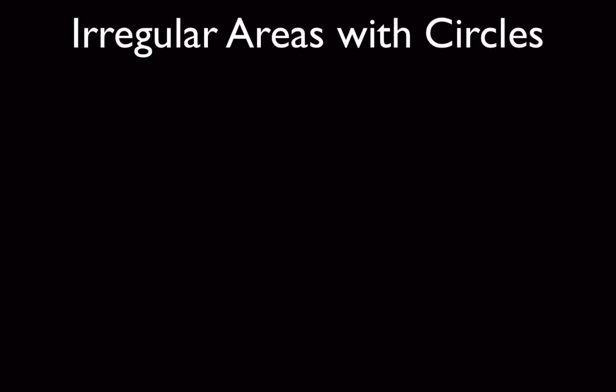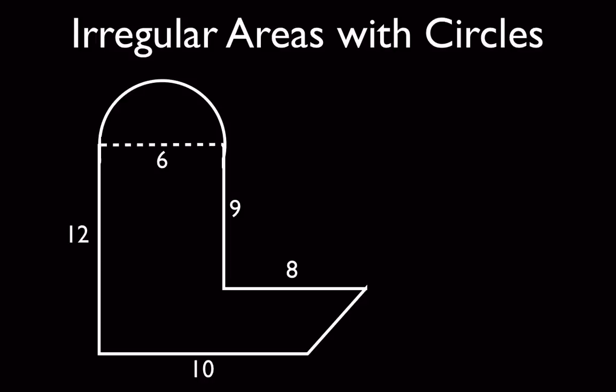So now what we're going to do is apply what we had done in class yesterday and the day before, where we were given a random shape, but this time it's going to include circles. Before it was just trapezoids, rectangles, triangles, and parallelograms. Now it includes everything. So the first thing we're going to need to do, just like before, is figure out how we can break this up.